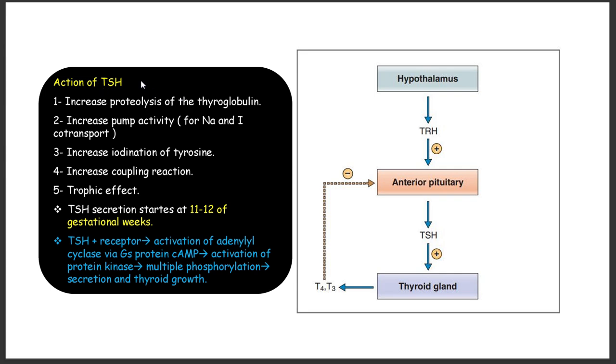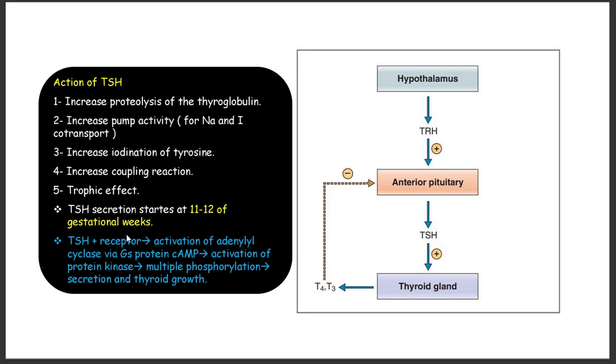What are the functions of the thyroid stimulating hormone? To increase proteolysis of thyroglobulin, the breakdown of thyroglobulin, and increase the pump activity for sodium and iodine. Remember, that was a function you needed, the intake of the iodide. And then increase iodination of tyrosine, increase coupling. And then there are also trophic effects. Thyroid stimulating hormone secretion will actually start at 11 to 12 gestational weeks. So in week 11 and week 12, that's when you start secreting the thyroid stimulating hormone.